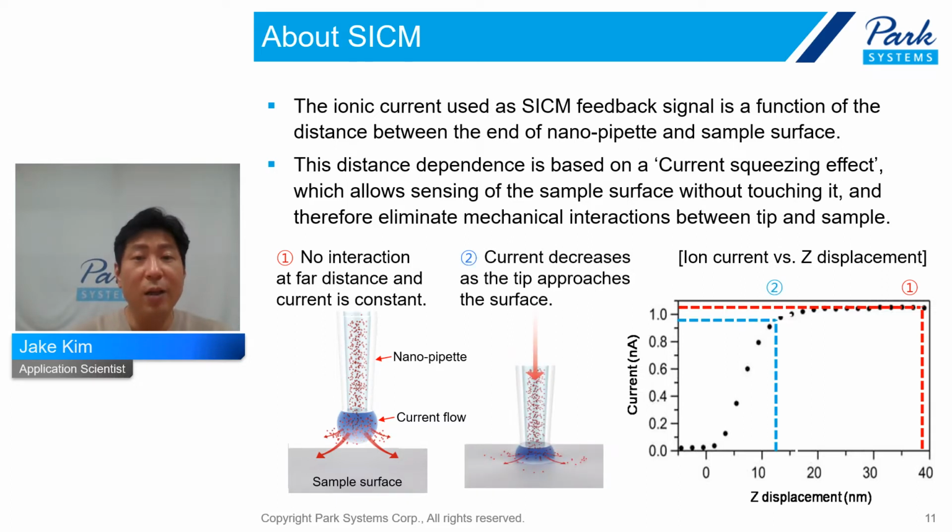By detecting the current signal, SICM can operate in accurate feedback without pipette probe to sample surface contact. During imaging, the current signal is always maintained at only about 1 or 2% reduced by the feedback system.